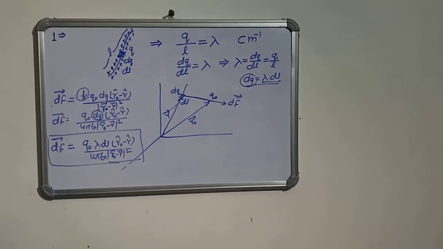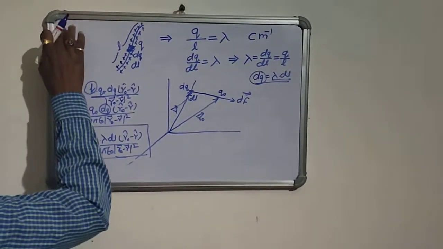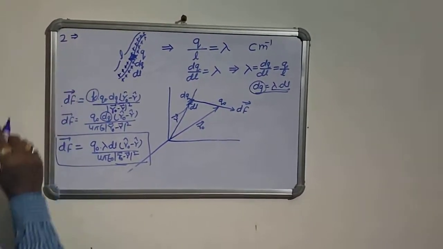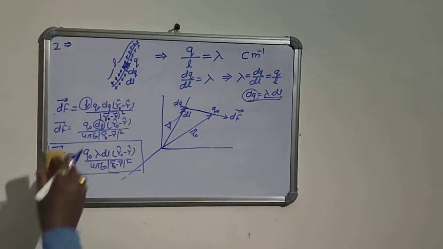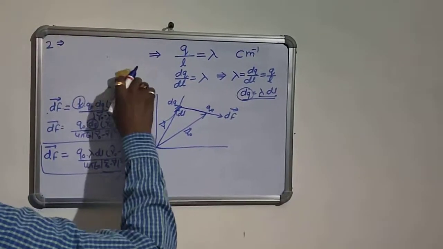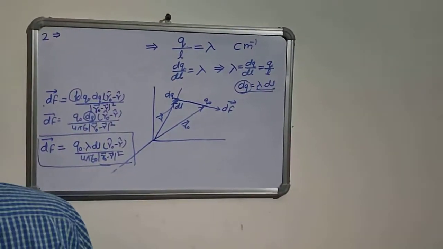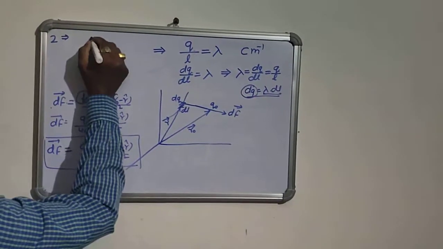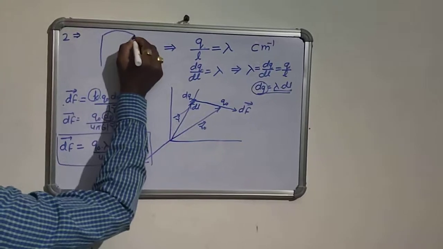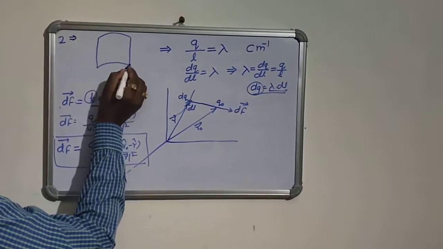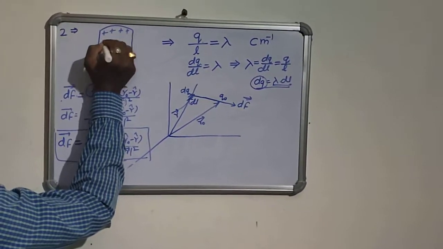And now in the second case, surface distribution of charge. So we can change here the charge on the sheet.